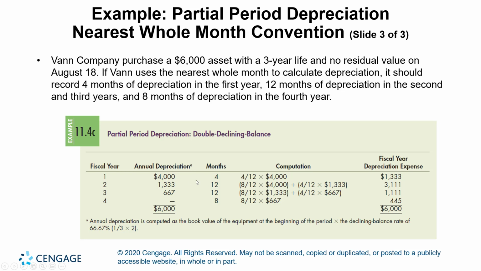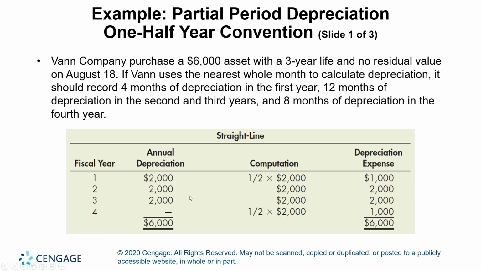If Van Company purchases a $6,000 asset with 3 years, no residual value, and they use nearest whole month to calculate, it should be recorded as 4 months of depreciation in the first year, 12 in the second and third, and 8 in the fourth. So this is half year convention. Instead of doing months, they'll just call it a half year if you didn't buy it in the beginning of the year. So annual depreciation times 50%. So they'll do the 1,000, then 2,000, 2,000, and then 1,000. Again, we still get to 6,000. So these are different ways to do a partial year.